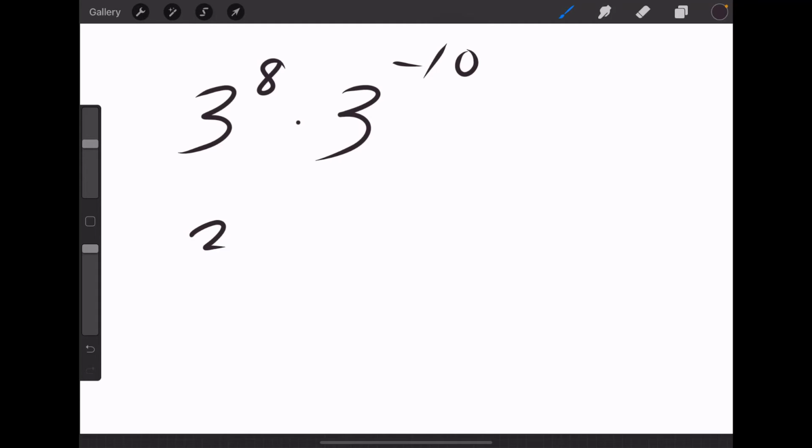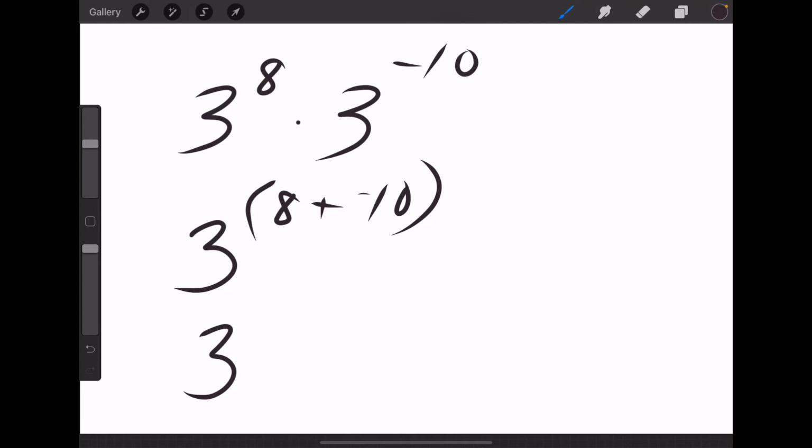So 3 to the 8th power times 3 to the negative 10th power is the same as saying 3 to the 8 plus negative 10 power. Well, what is 8 plus negative 10? Yep, it is negative 2. So 3 to the negative 2 power. And now, since we have to write this using only positive exponents, we'll apply our negative exponent rule, and this is going to be rewritten as 1 over 3 to the 2nd power.